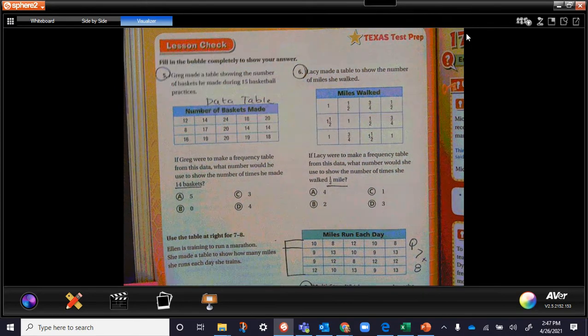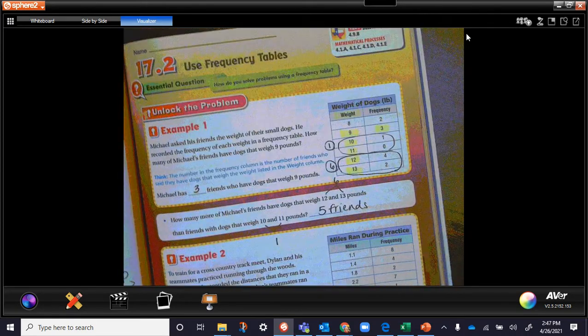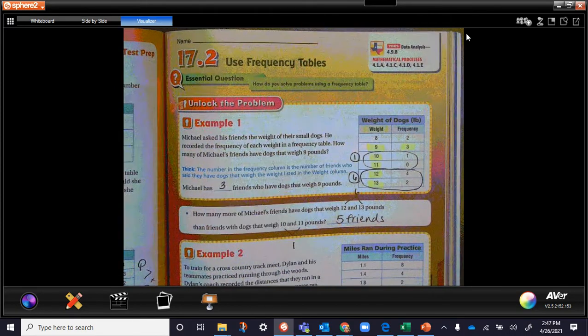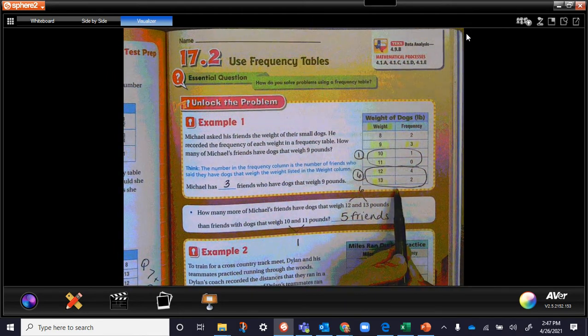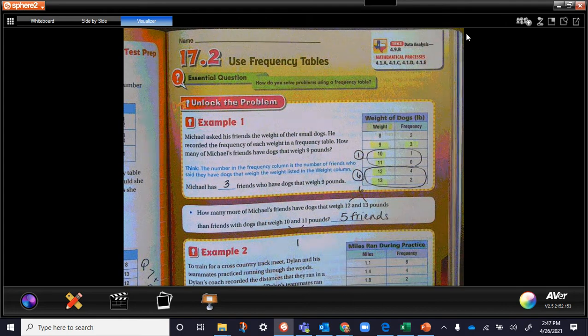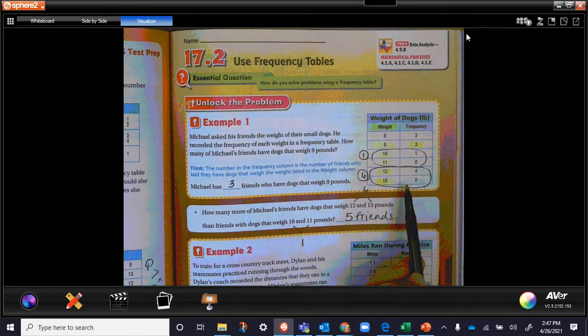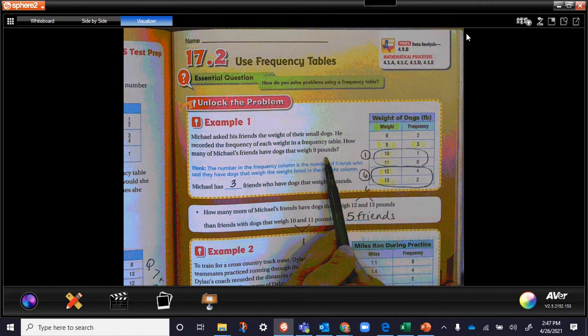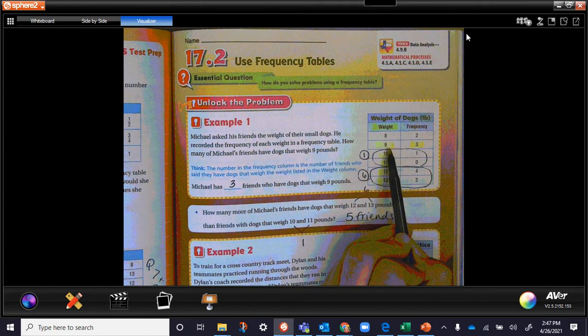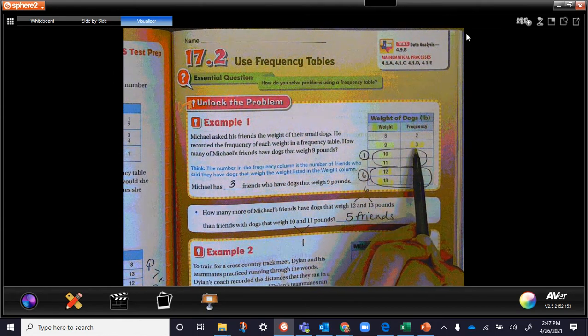The second section is more of, okay, now that we have a table, now we're not drawing them, we're just reading them. So now let's look at the table and pull information off of it. Here, Michael's going around asking everybody the weight of their dogs. He wants to know how many of his friends have dogs that weigh 9 pounds. So you go to the 9 and you go straight across. There were 3 people that had dogs that weighed 9 pounds.